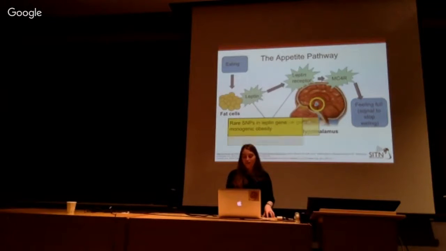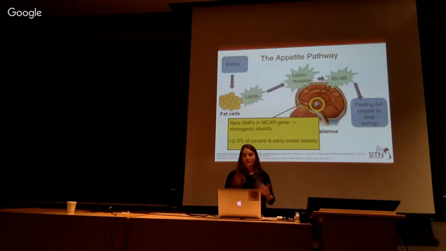And it turns out that this is also true of the leptin receptor, that rare SNPs in the leptin receptor gene can cause monogenic obesity. And finally, also true for MC4R, as you probably guessed, that rare SNPs in the MC4R gene can cause monogenic obesity. And this is actually by far the most common cause of monogenic obesity. So again, this is a very, very wild estimate because these numbers are hard to get correctly. But I would say that something between 2 and 3% of severe and early onset obesity is caused by MC4R, which for a monogenic disorder is really, really a lot. So MC4R is a really fascinating example.